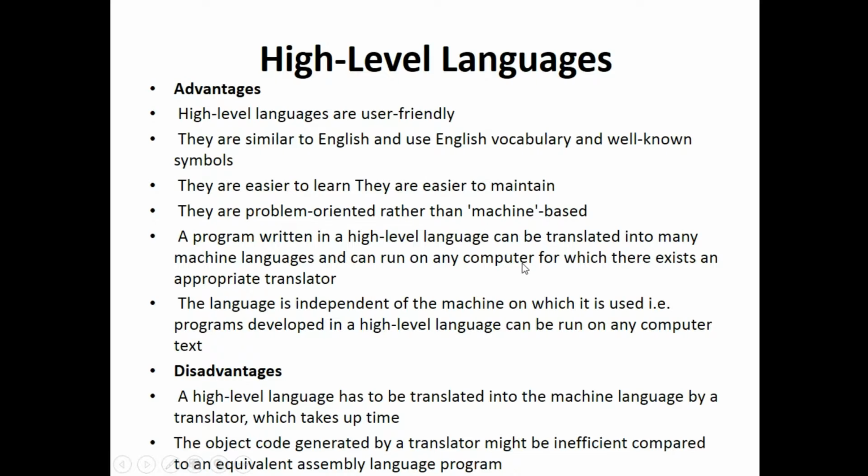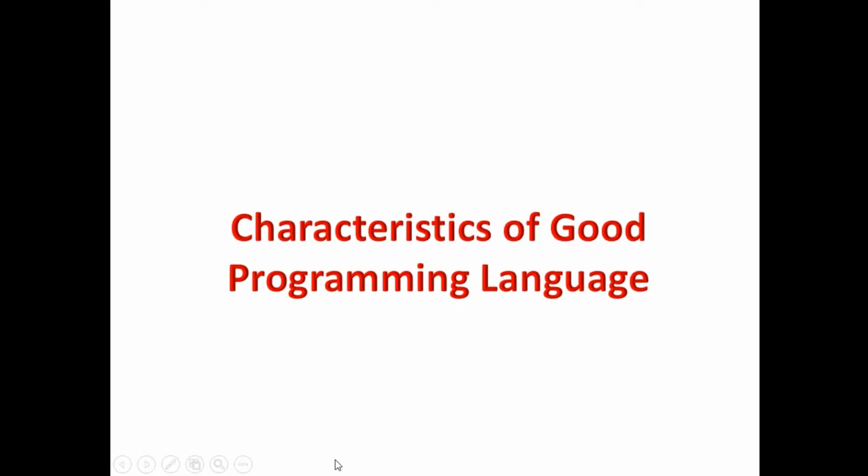A program written in a high-level language can be translated into many machine languages and can run on any computer for which there exists an appropriate translator. The language is independent of the machine on which it is used. That is, programs developed in a high-level language can be run on any computer. A disadvantage of high-level language is that it has to be translated into machine language by a translator, which takes up time. The object code generated by a translator might be inefficient compared to an effective assembly language program.